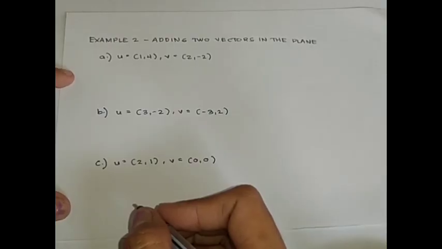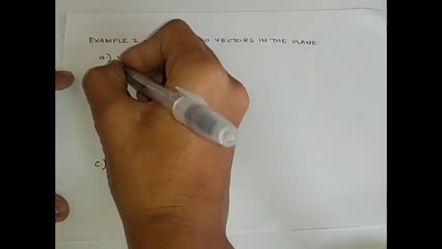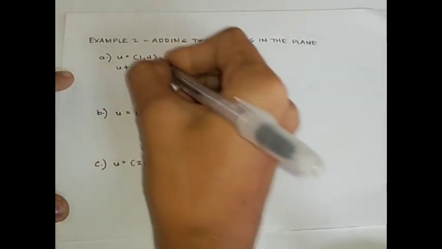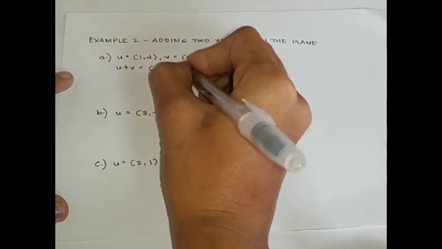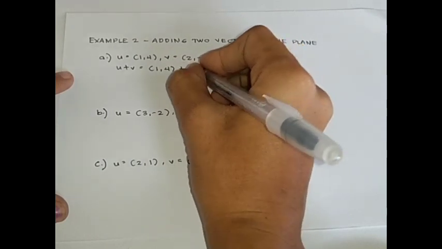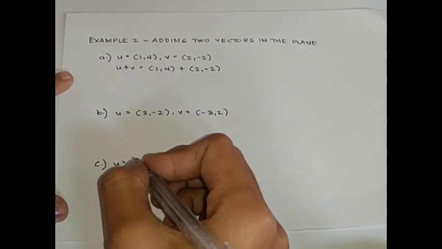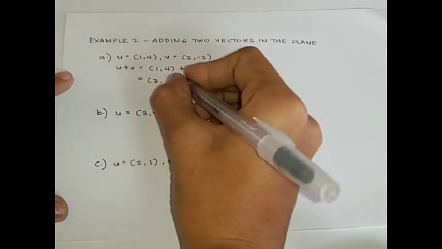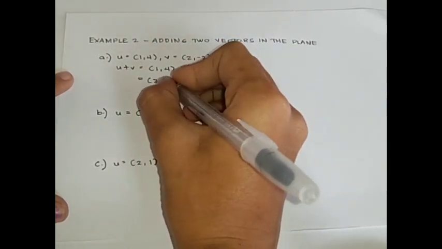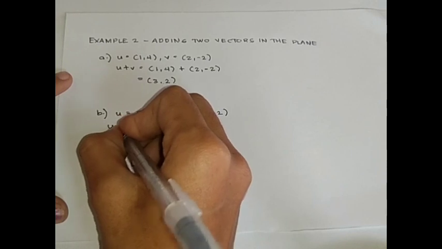Now, let us try to solve the example 2, adding two vectors in the plane. So, let us add u and v. Substitute for the value of u, positive 1 and positive 4, plus the value of v, which is positive 2 and negative 2. Add their corresponding components. 1 plus 2 is 3, and 4 minus 2 is positive 2.